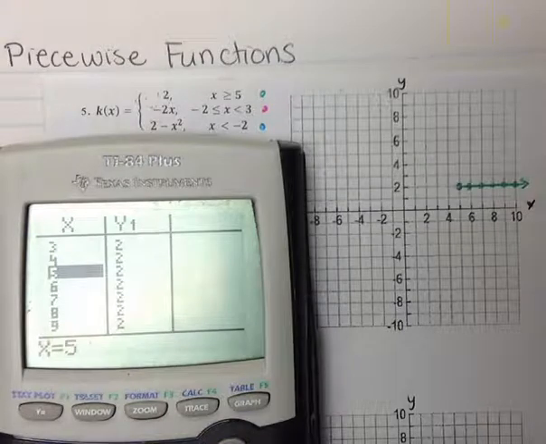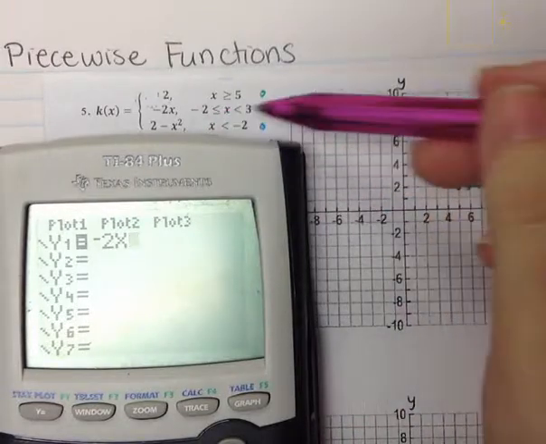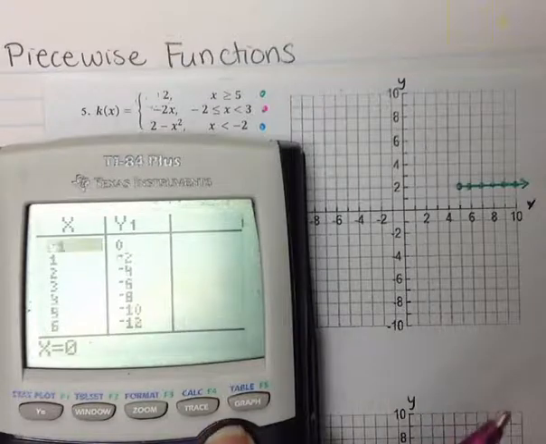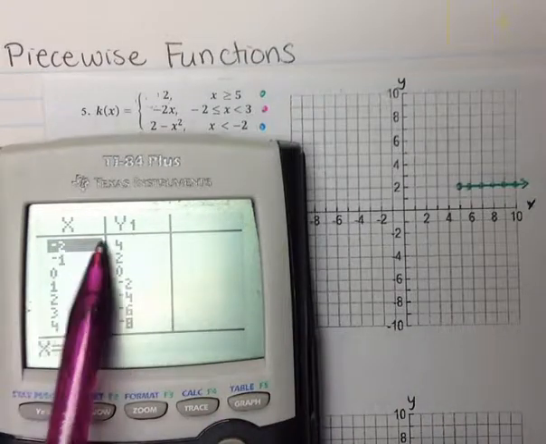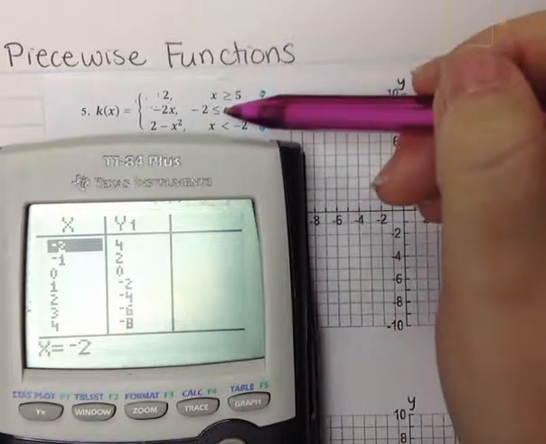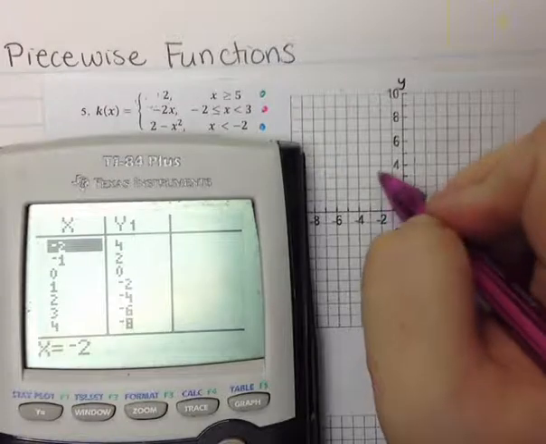The next one in pink, I'm going to go to my y equals and clear that out and type in negative 2x. And I have to go between negative 2 and positive 3. So I'm going to go to my table. I want negative 2 to be my very top one. That's my first point I can graph, (-2, 4). And since negative 2 is solid, this coordinate will be solid. So (-2, 4) will be solid.